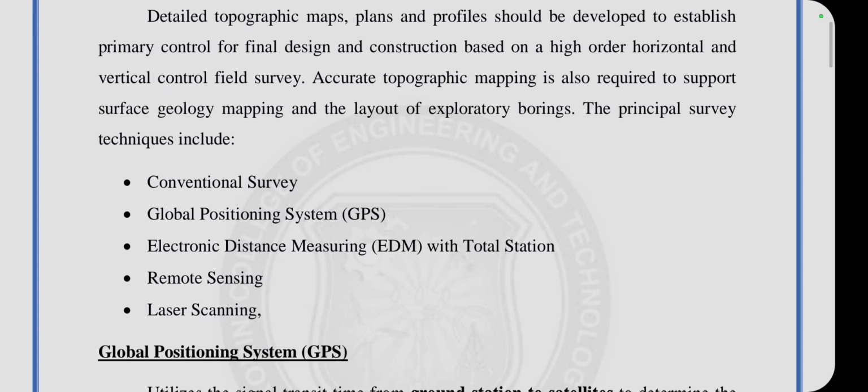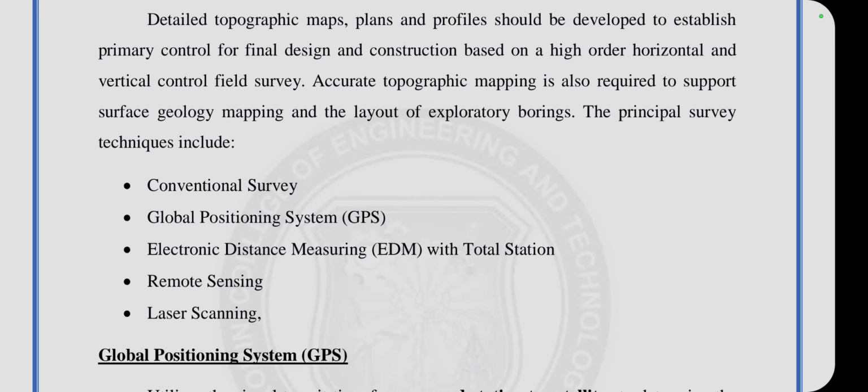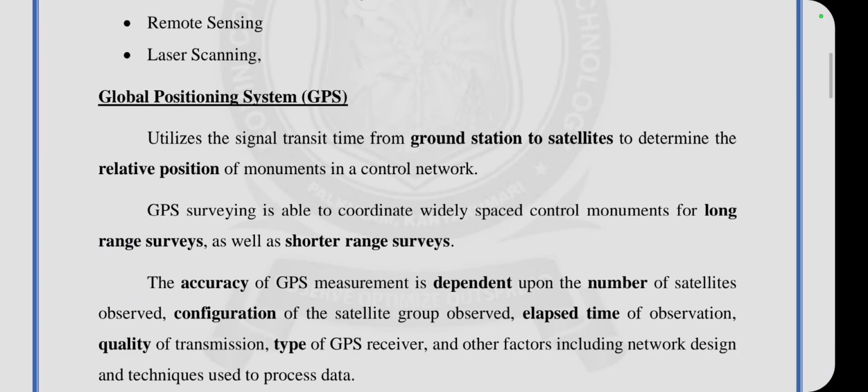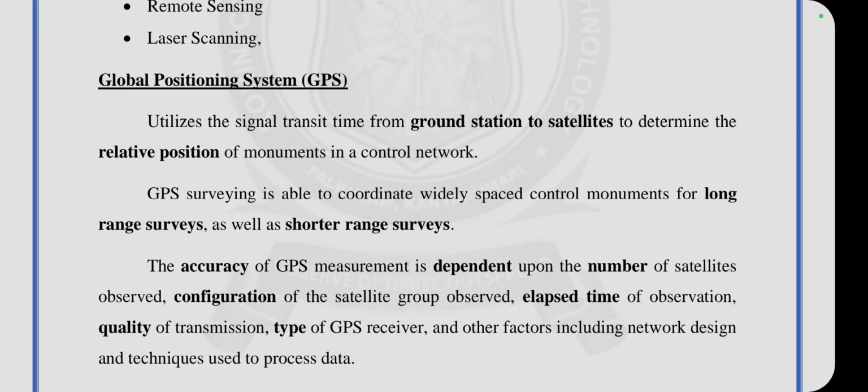These principal techniques are called conventional survey, then global positioning system, which we call simply GPS, then electronic distance measuring, which we call EDM, then remote sensing, which is without physical contact, then laser scanning. So these are useful for finding out the topographical surveys.